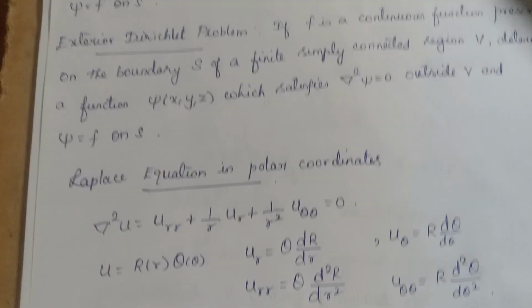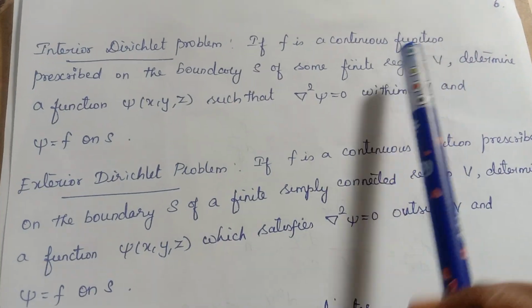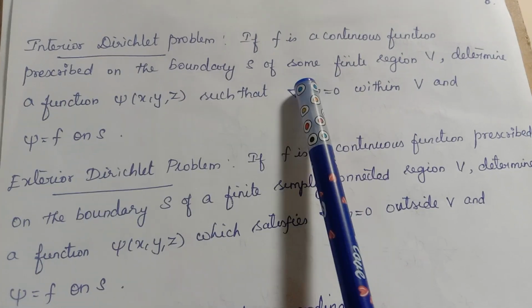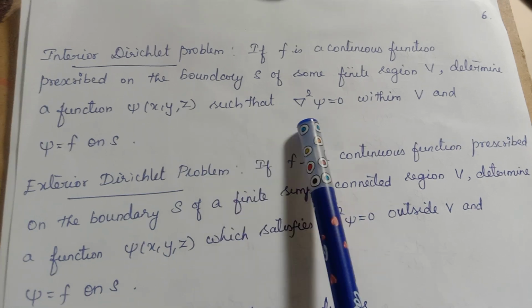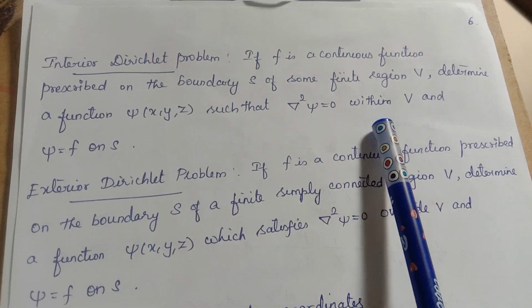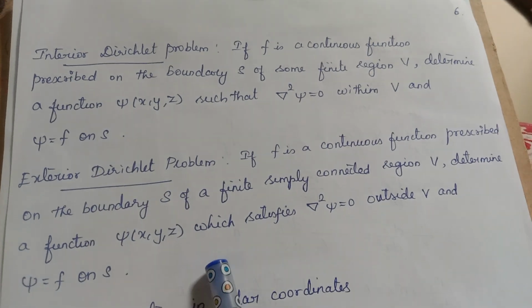Then we will see one example, the interior Dirichlet problem. If f is a continuous function prescribed on the boundary S of some finite region V, determine a function psi such that ∇²ψ equals 0 within V and ψ equals f on S. This is the exterior Dirichlet problem.